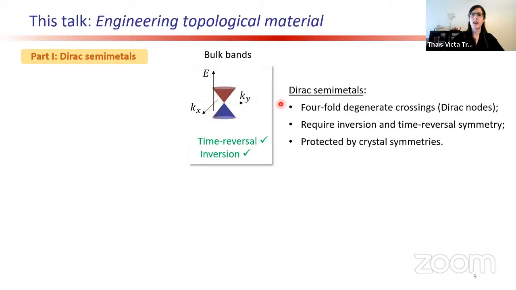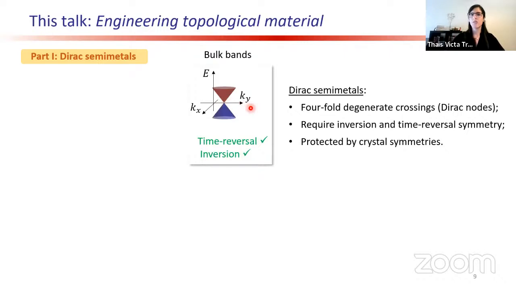So for this Dirac semimetal phase to exist, it's very important that we have time reversal and inversion symmetry. And this is a phase of matter that is protected by crystal symmetries. So we need, for example, rotation symmetry to avoid the valence and conduction bands hybridizing and opening a gap at this point. Because of these two symmetries, we have Kramers' theorem, right? And then this node, called the Dirac node, is fourfold degenerate.